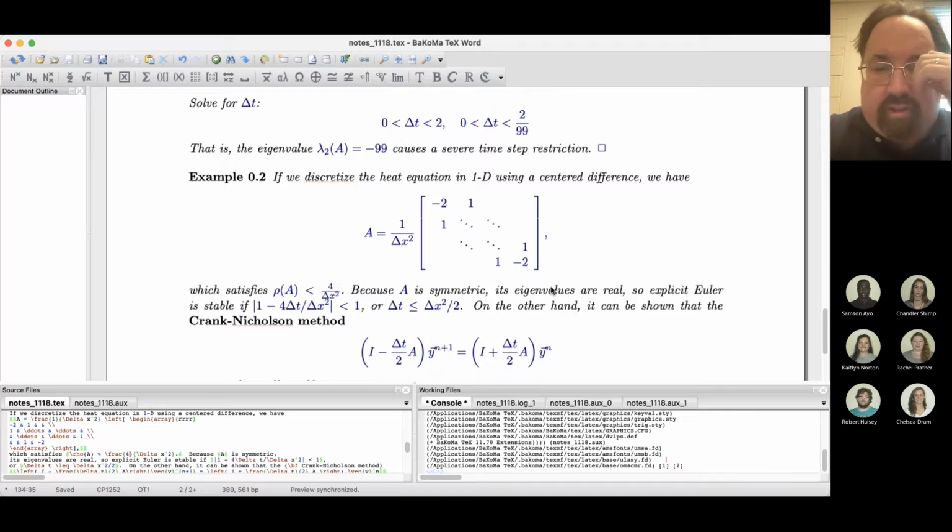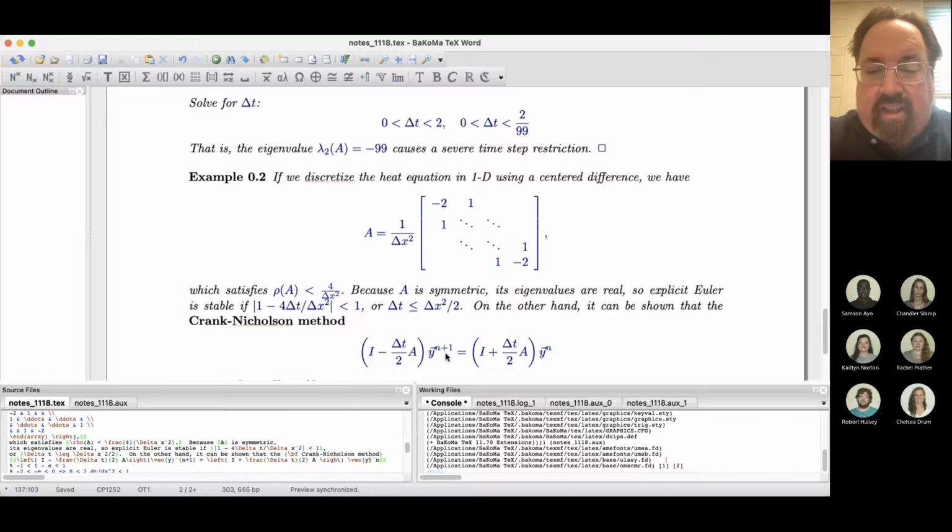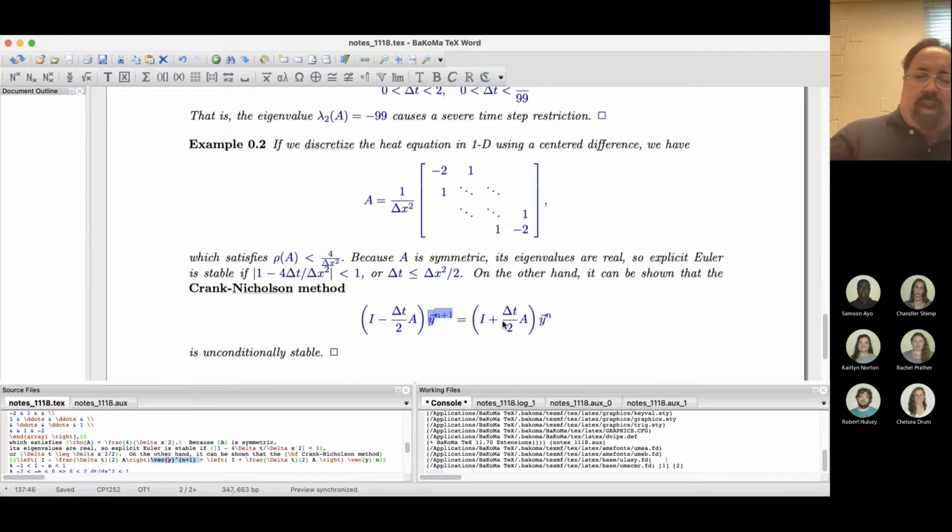Here's an example of one of these implicit methods. It's called the Crank-Nicolson method, which is actually based on the trapezoidal rule. What you're doing is you take your solution from a previous time step, you perform this matrix vector multiplication to get the right-hand side of a system of linear equations. Basically, it's an Ax equals b problem, and this is your matrix that you're inverting to figure out y_{n+1}. Here we have an explicit part over half a time step, and an implicit part over the other half of a time step. It can be shown that this method is unconditionally stable.